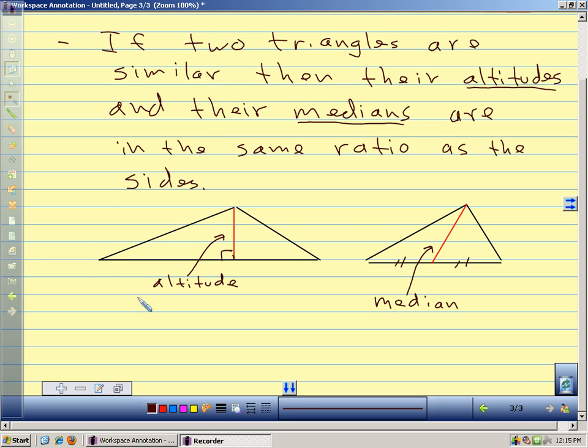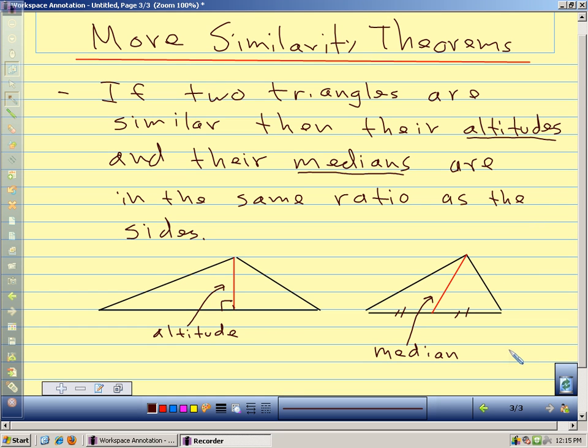Wait, what was this section called? More at the top. Oh, at the top, I just said more similarity theorems.